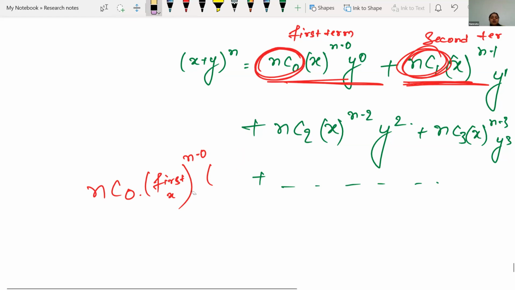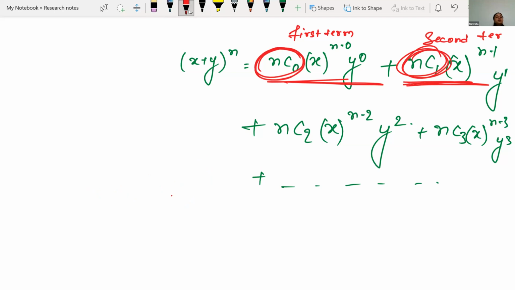Yes, ma'am. So here, what are we realizing? We are realizing that the first term is nC0. Binomial coefficient of the first term is nC0. Second term binomial coefficient is nC1. Third term binomial coefficient is nC2. Fourth term binomial coefficient is nC3. So the r plus 1th term binomial coefficient will be nCr, right? One less. Yes or no?